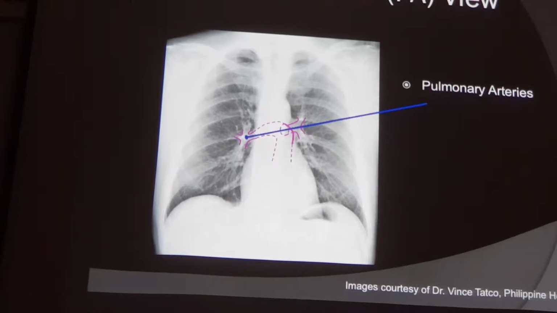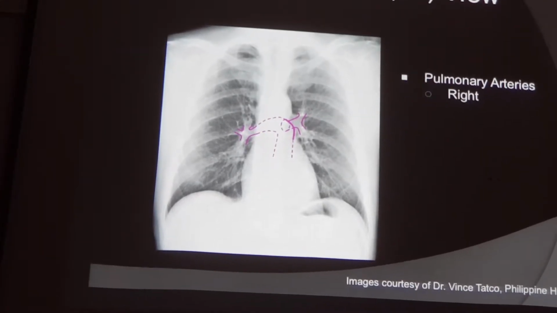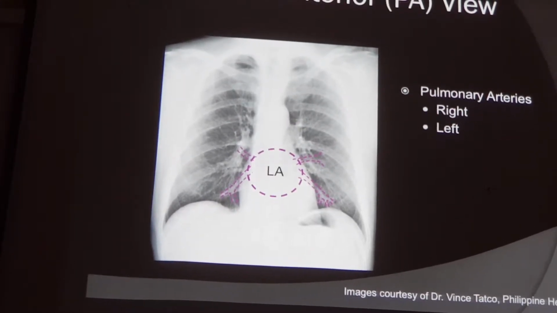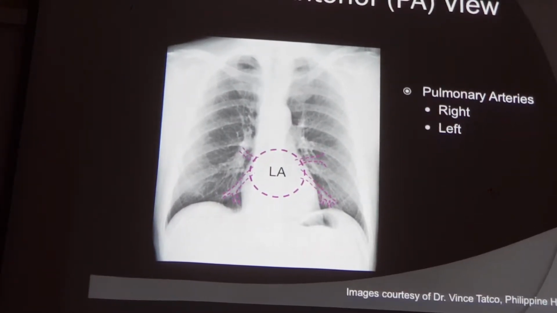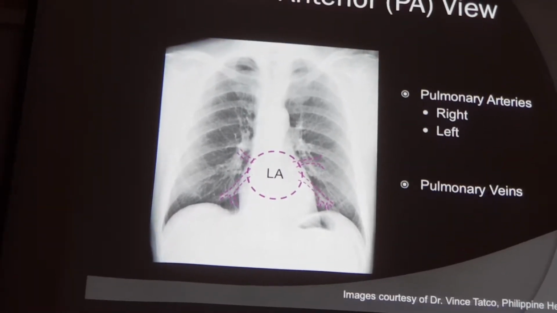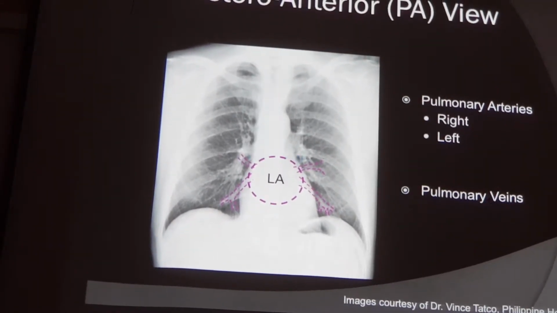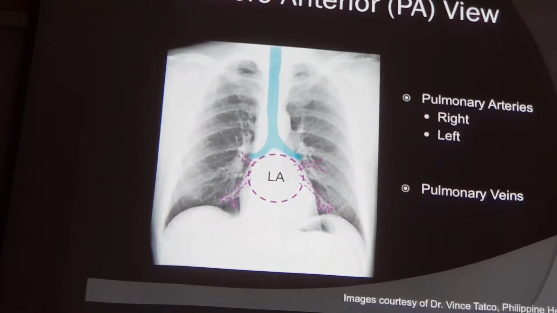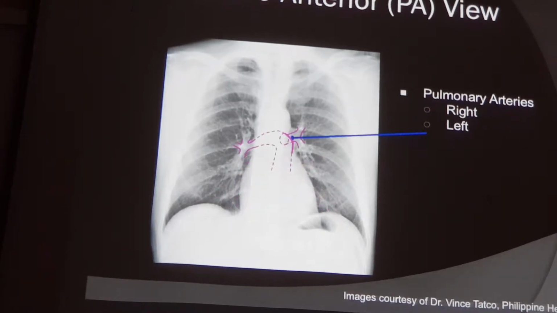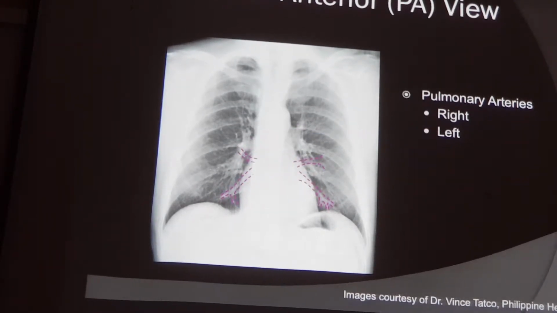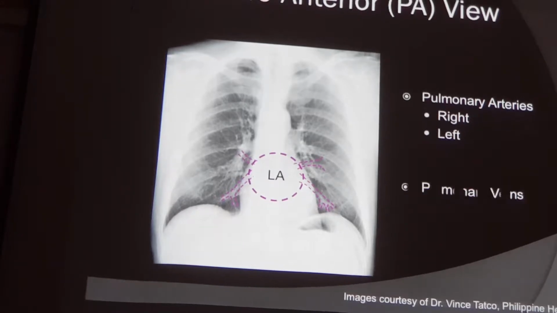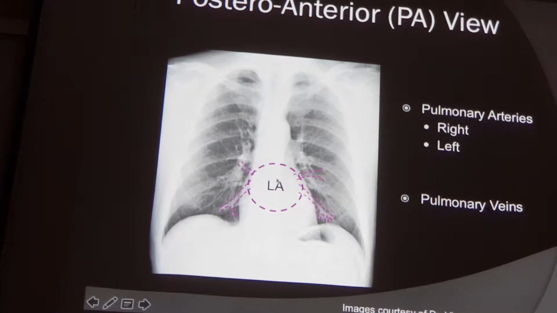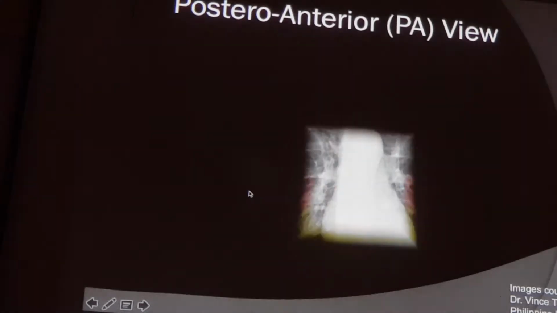These are your pulmonary arteries, right and left. And here down, your pulmonary arteries will drain into the left atrium. Your pulmonary vein, so there we have your trachea. Your pulmonary arteries will drain into the right atrium. Your pulmonary veins will drain into your left atrium. These are the pulmonary veins, slightly more inferior, and we have your left atrium there.